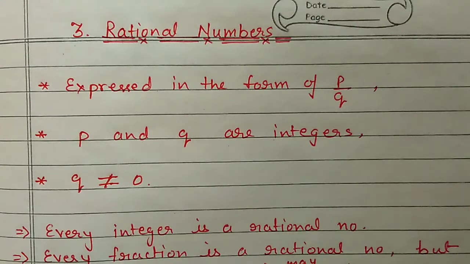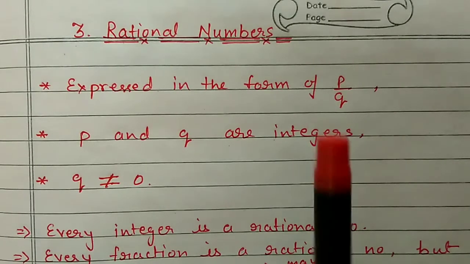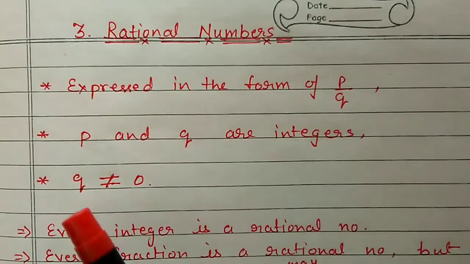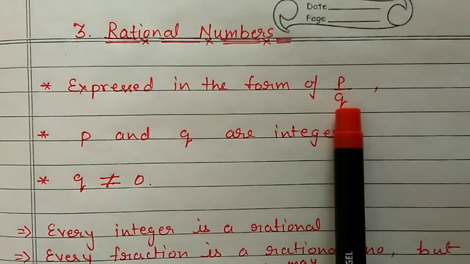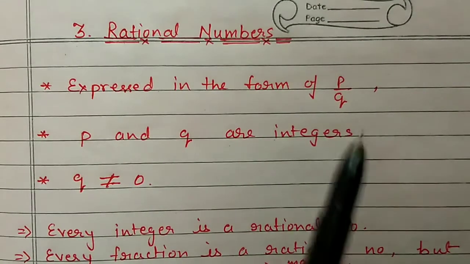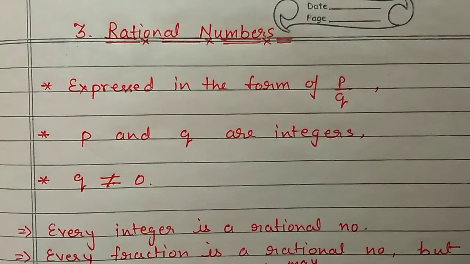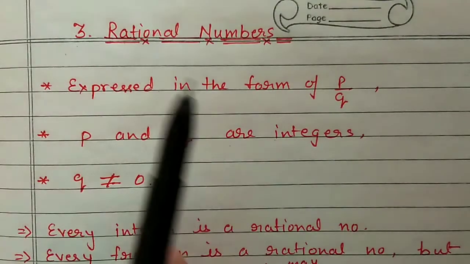So the first thing is, what are rational numbers? The numbers which you can express in the form of p by q are called rational numbers. But the condition is that p and q, meaning numerator and denominator, should be integers, and this denominator q should not be 0. Only this place, 0 should not come; all the other remaining numbers will come under rational numbers.